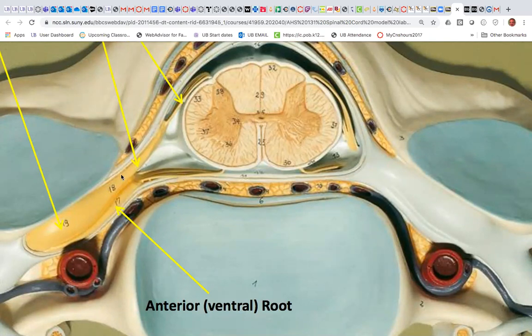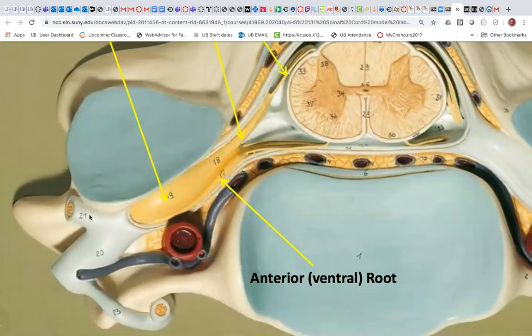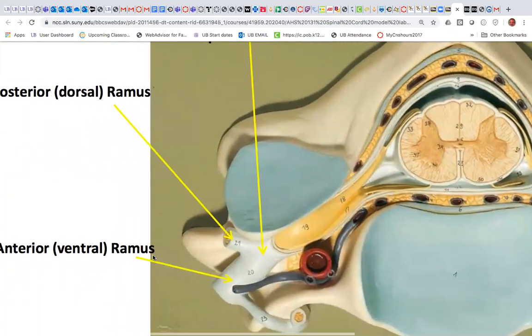Remember, all sensory input comes in this way, the dorsal root comes in, then you got that association neuron here or interneuron, and then from the anterior horn cells, motor output comes out through that motor neuron or ventral root. Okay, and then as it comes out further, this here is your dorsal ramus. I think it looks like 21, whereas number 20 is your ventral ramus. And the ventral rami make up your plexus, whether it's the cervical plexus, brachial plexus, lumbar plexus, or sacral plexus.